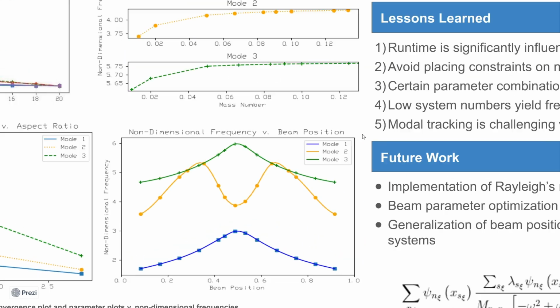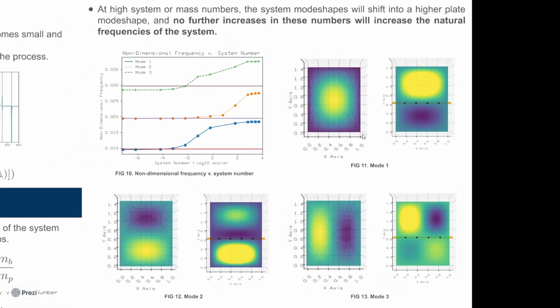The last plot that I want to look at is a plot of the system number. Here, for the pin case, I varied the system number while keeping the mass number and the aspect ratio constant. As we can see, for the first 3 modes, the natural frequencies exhibit interesting behavior. For low system numbers, the natural frequencies of the beam plate system are actually lower than the natural frequencies of the plate alone. I've marked the first 3 natural frequencies of the plate along these red, purple, and maroon lines.